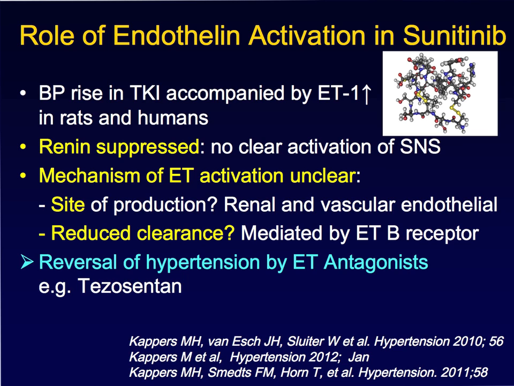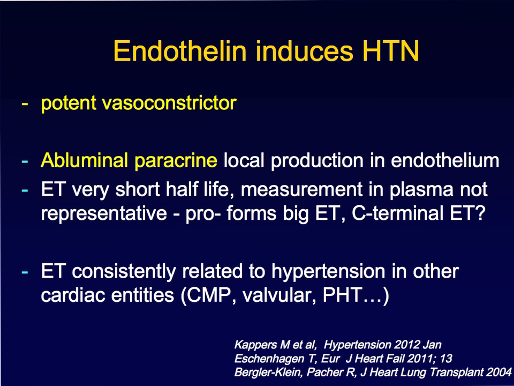However, the site of endothelin production remains somewhat unclear. It appears to be expressed in the kidney itself and in the vascular endothelium. But there may also be a reduced clearance mediated by the ETB receptor. However, and I think this is a very important and very interesting clinical point, there is a reversal repeatedly seen of hypertension if you give an endothelin antagonist.